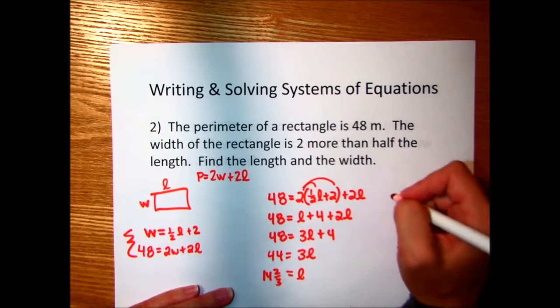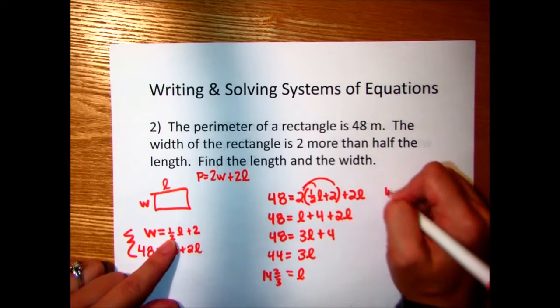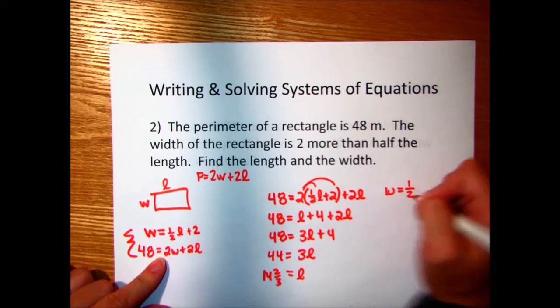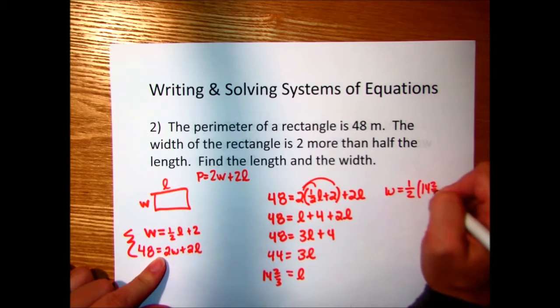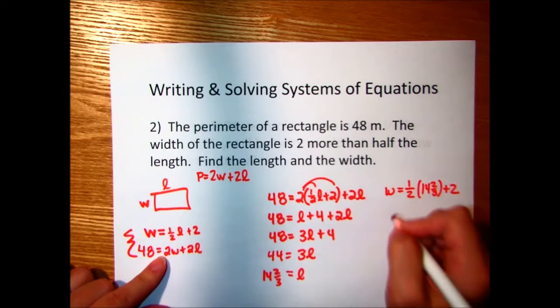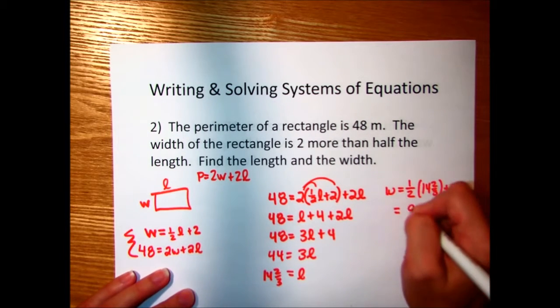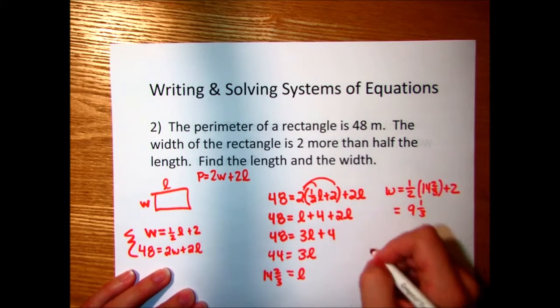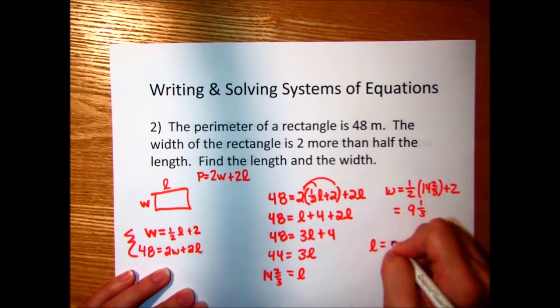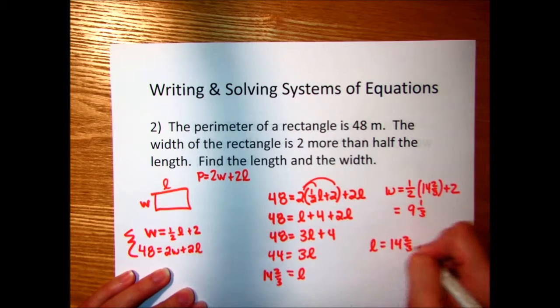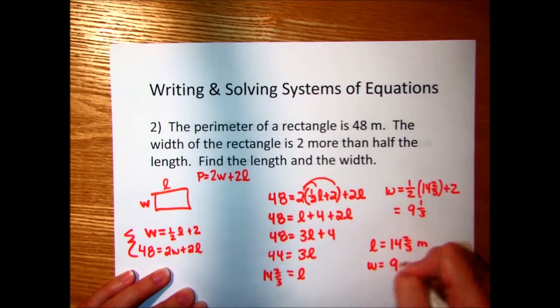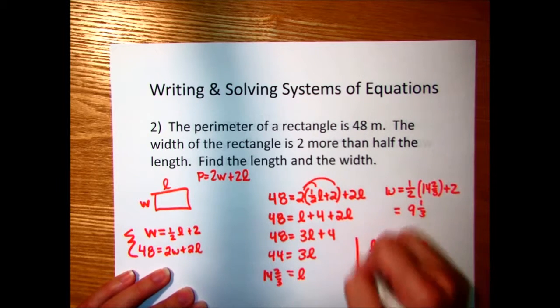So now we're going to plug that in and pick any piece. I'm going to actually pick this one here. W is equal to 1/2 times the length, 14 2/3, plus 2. And from here, because you're allowed to use calculators, I'm going to go ahead and put that in. And I'm going to get 9 1/3. So I have a length of 14 2/3 meters and a width of 9 1/3 meters. That's my final answer.